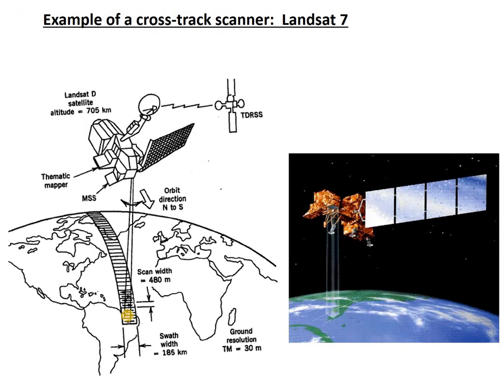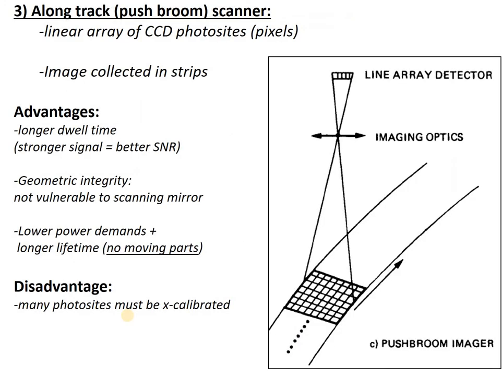An example of a cross-track scanner is Landsat 7. Famously, in 2013, I believe, the scan line corrector on Landsat 7 broke. So if you encounter Landsat 7 images of a certain genre, you will see that they have a set of lines in the image from where the corrector broke.